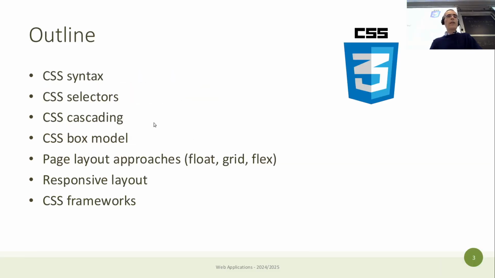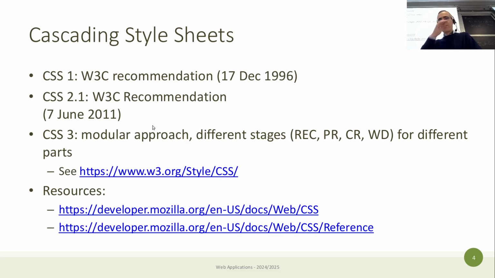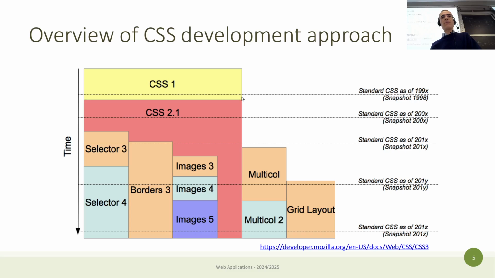So that's the outline, but we don't have so much time, so we run a little bit. There have been 3 versions until now of the CSS. We are at CSS 3, well, almost 4. But CSS 3 is most important for us because it had this modular approach. It's made of different parts.